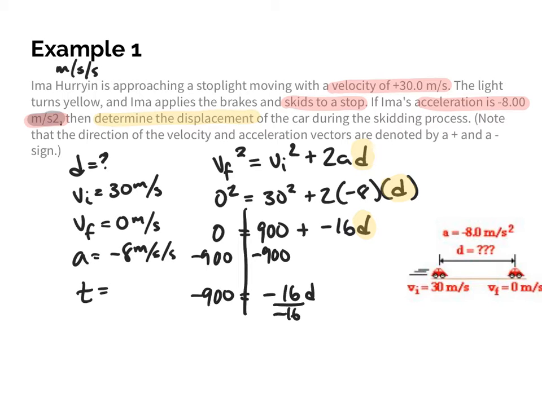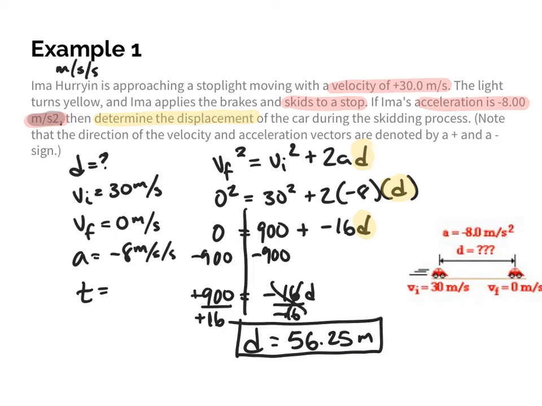I will then divide by -16 to both sides. This is going to cancel. And then lastly, by dividing 900 and 16, both of them being negative, it's going to give me my distance. So I should get here 56.25. Now because they are both negative, the negative will cancel, leaving me with a positive distance.